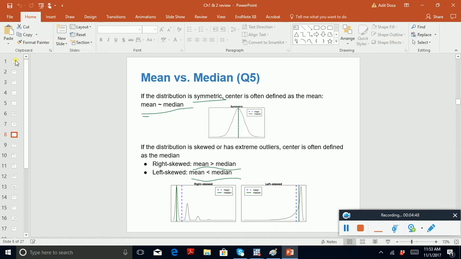Okay, now question number 5. I asked, when mean equals median, what type of distribution is that? Some of you wrote symmetric and some of you wrote normal. Okay, symmetric and normal is almost the same thing. So I gave points for that.